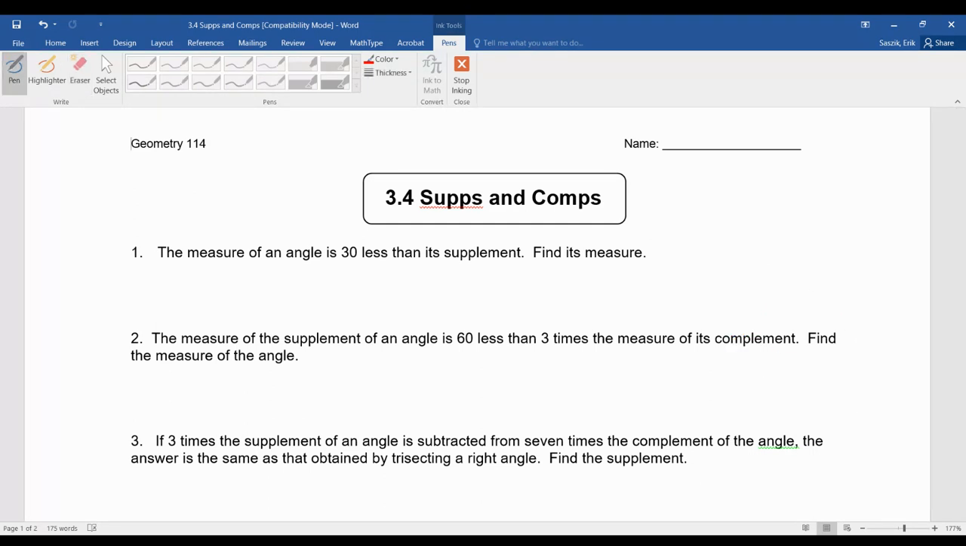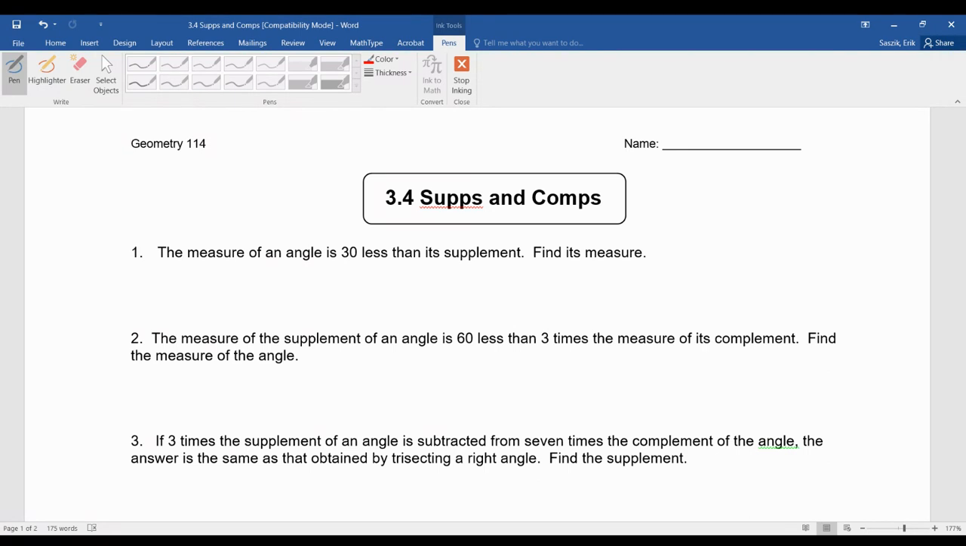So these sub-comp problems that I'm going to do here, these can be a little bit challenging sometimes. Remember, angle pairs that are supplementary add to 180 degrees. Angle pairs that are complementary add to 90 degrees.